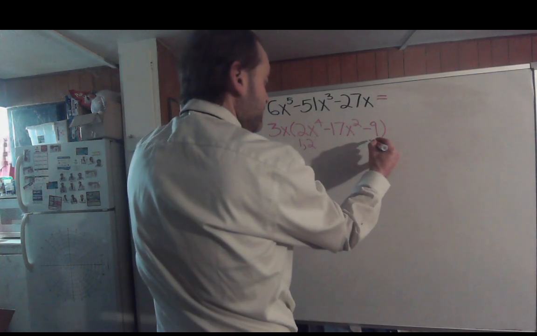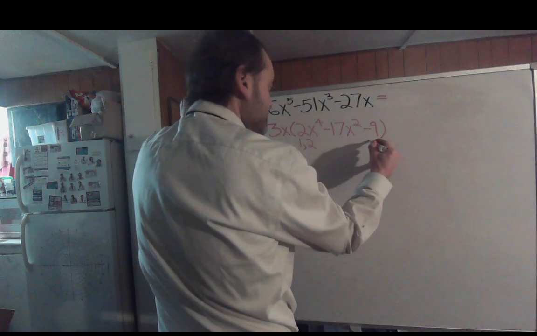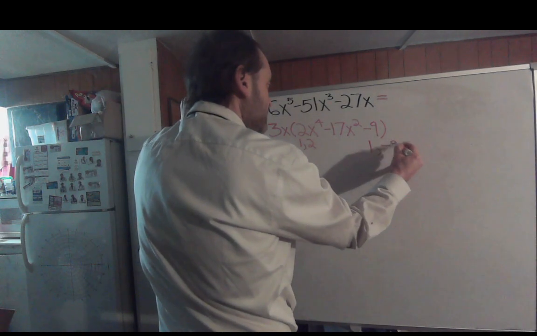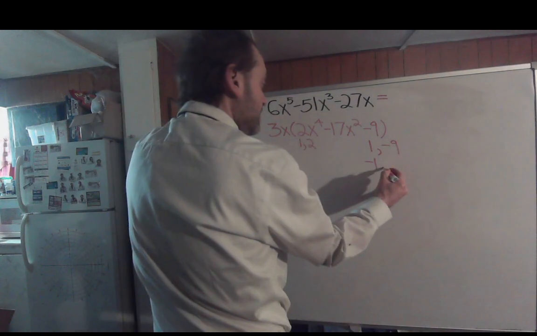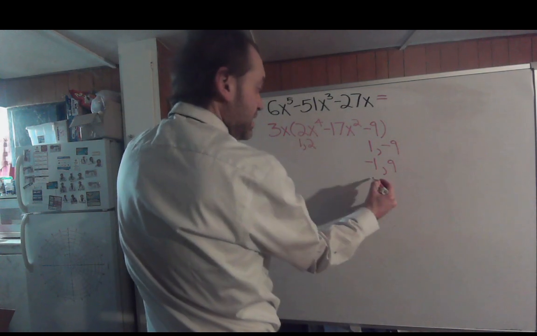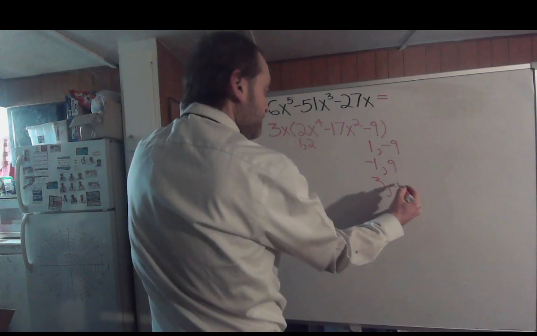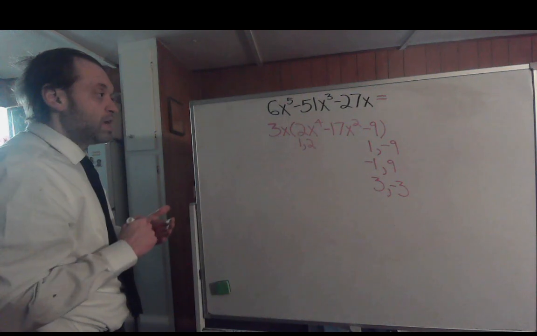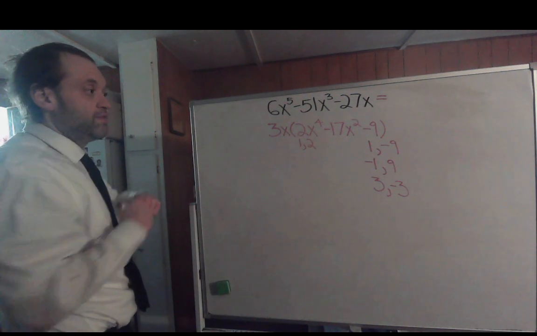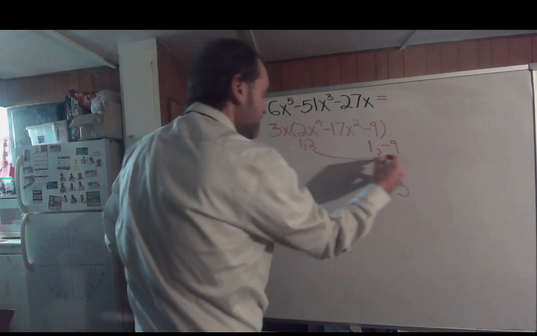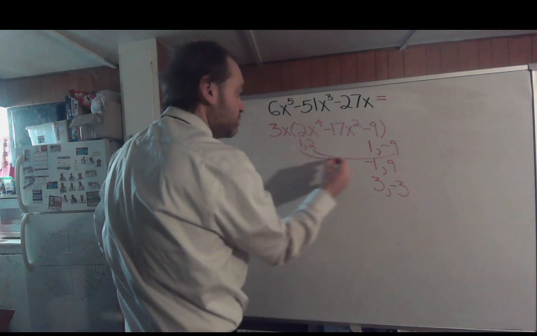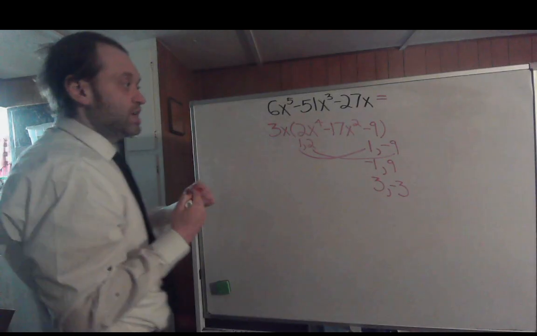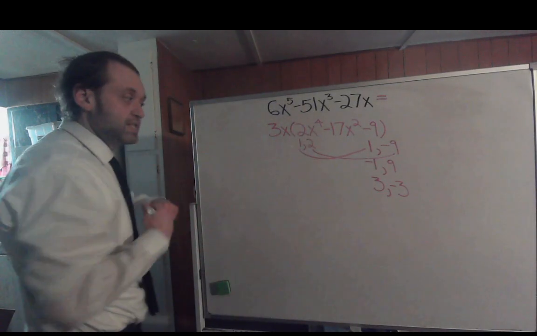So what are there for 9? For negative 9, I should say. You have positive 1 and negative 9. You have negative 1 and positive 9. And then you have positive 3 and negative 3. And that's really all there are. Well, let's see. If I take 2 times negative 9 and then add that to 1 plus 1, I should get a middle coefficient of negative 17.